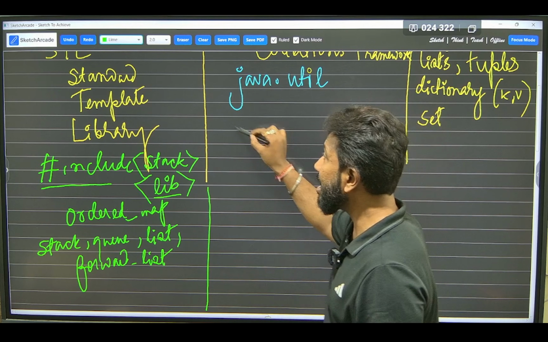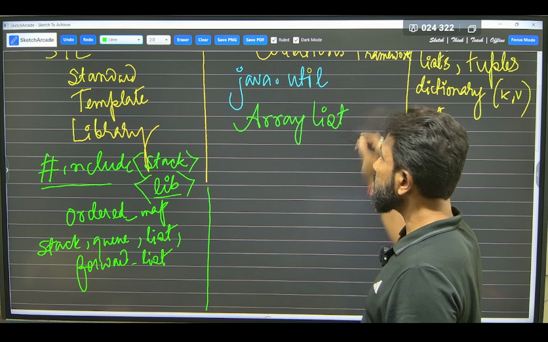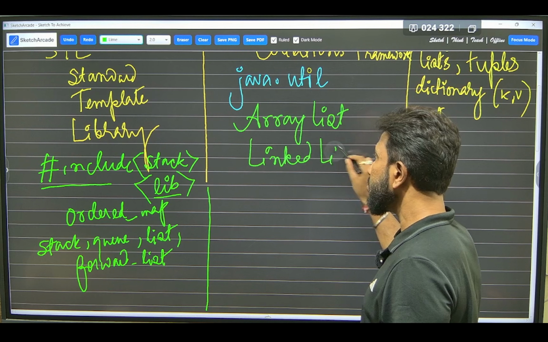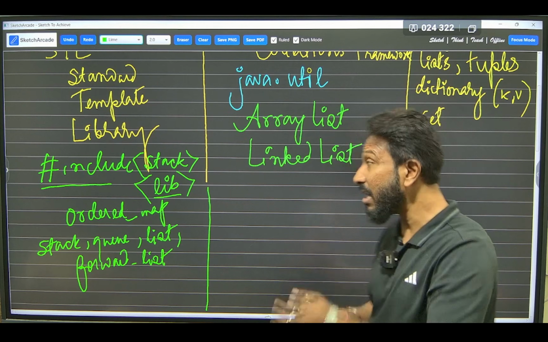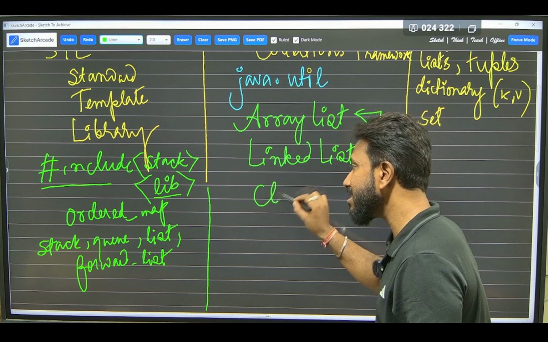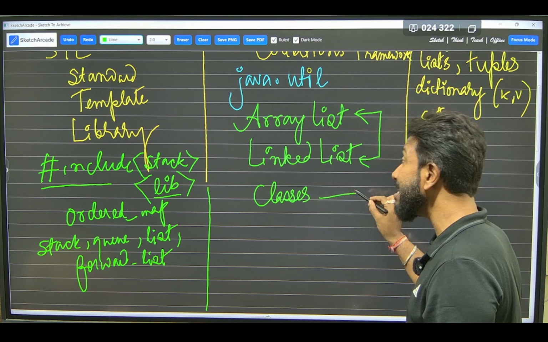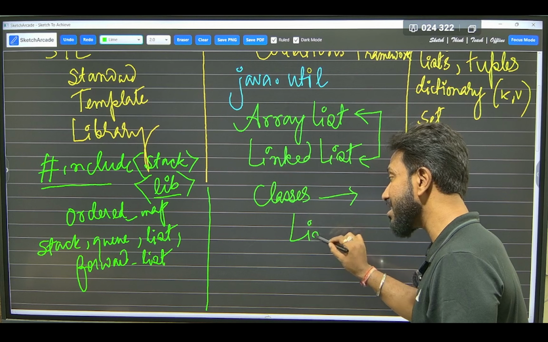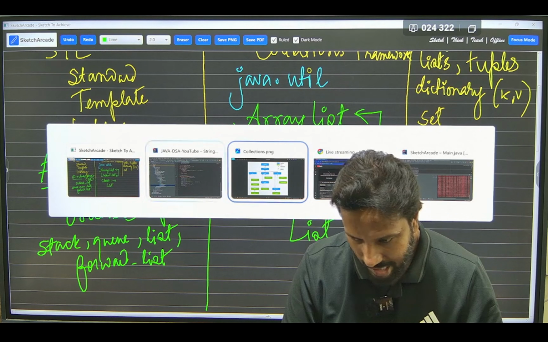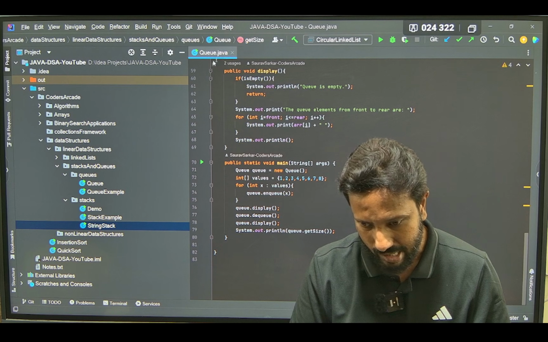For example, I have ArrayList, I have LinkedList. These two are classes which are actually implementing the list interface. There is an interface called list. If I just show you, you will understand, guys. Let me go to my editor and write down something so that you can understand that.